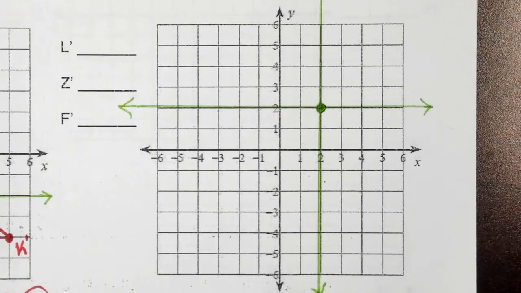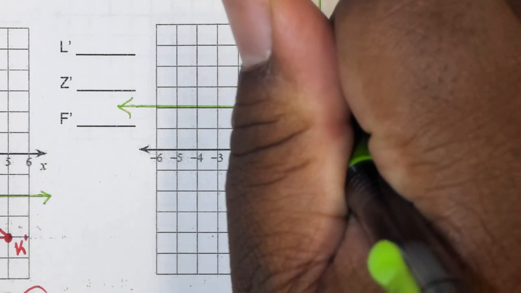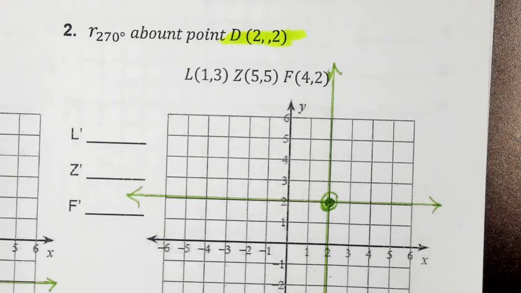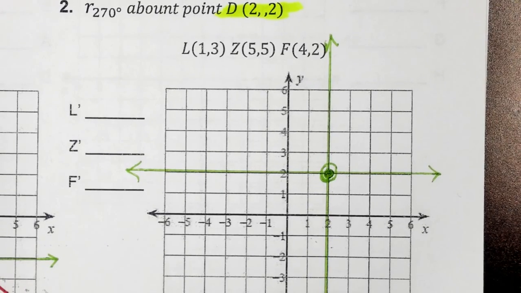This is my point of rotation for this one at 2, 2. Rotate my image around that. Next thing I want to do is graph my actual pre-image. I'm graphing that from my original 0, 0.